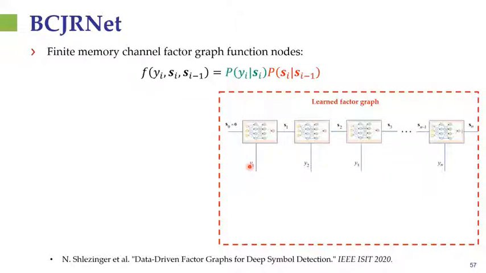Okay, so let us note that for a finite memory channel, those function nodes, which are what we are interested in, can be written as the product of the conditional distribution of the channel output given its corresponding state times the conditional distribution of the corresponding state given the previous state. That just follows from the Markovian structure.